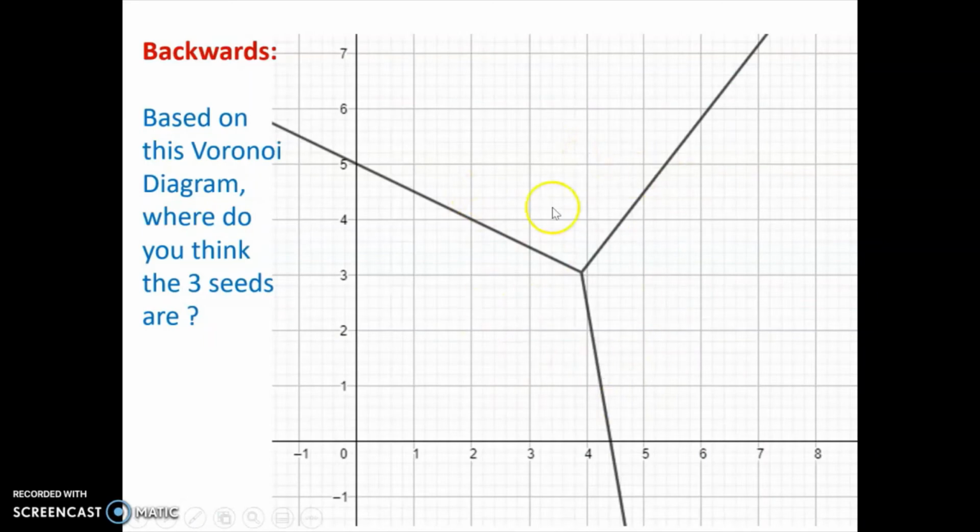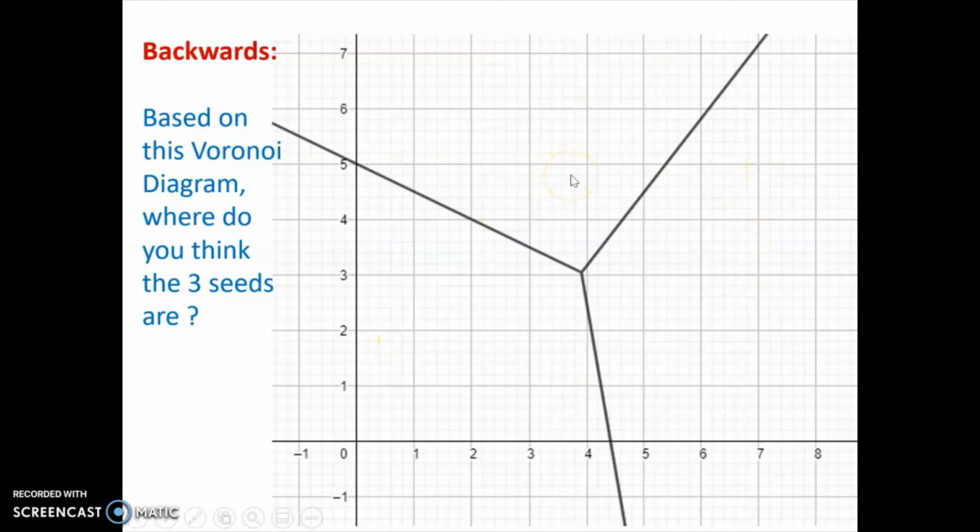All right, so let's go backwards now for a moment. I'm giving you a Voronoi diagram here. And I'm wondering, where do you think the 3 seeds are? And remember, when you place the seeds, the 3 points, you will think about at each point if you connected them. For example, if you put a point here and a point here and you connected them, this would be a perpendicular bisector, right? So that might help you place these seeds.